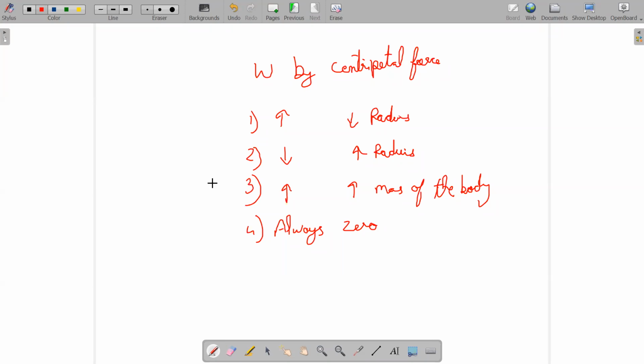All right, so these are the four options. Please answer it in the chat box. I don't want anybody to speak in public. The question is, work done by centripetal force is what? The arrow up shows increase, arrow downward shows decrease. First one says increases with decrease in radius. Second one says decreases with increase in radius. Third one says increases with increase in mass of the body. And the fourth one says always zero. I'm giving again 2 minutes.